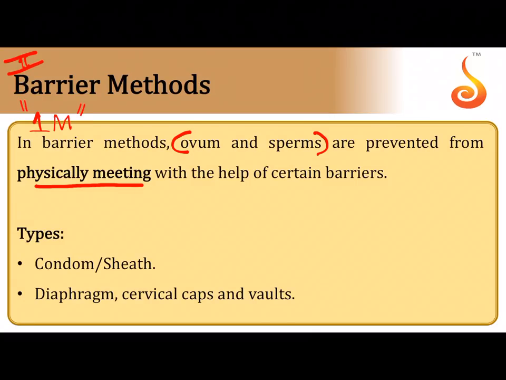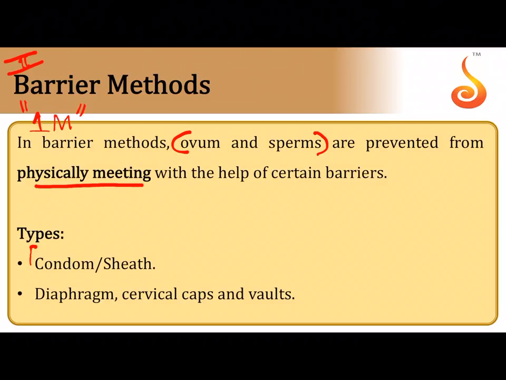Please note, all of you, this is a very important question in your board exam. They may ask you the working principle behind the barrier methods. It's very simple. A barrier is an obstruction. It's a blockage. So you are blocking the sperm and the ovum from meeting each other, from physically meeting each other. You are creating a barrier. You are using certain devices to create this barrier.